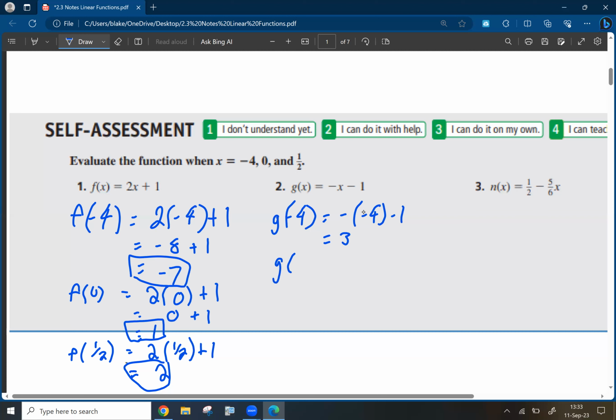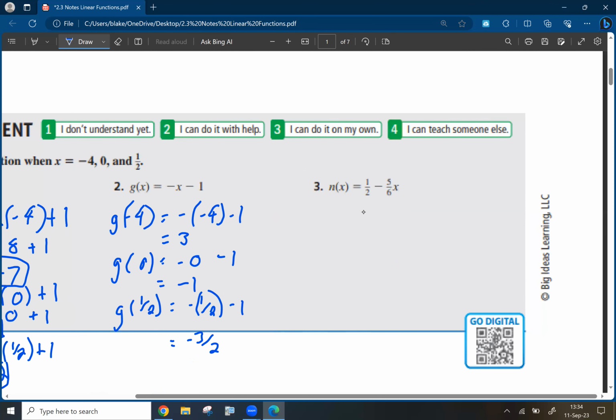So just filling in the other ones, we'll plug in 0 next. -0 minus 1. -0 isn't really a thing. It's just 0. So 0 minus 1 is -1. And then I plug in 1/2. So this would be -1/2 minus 1. So essentially -1/2 will just be -1/2, and -1 would be -3/2. So -3/2, also -1.5, same answer.